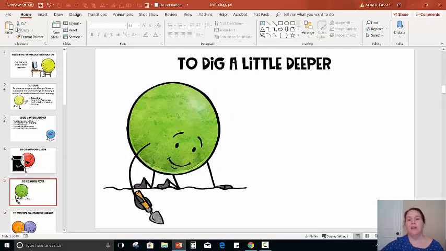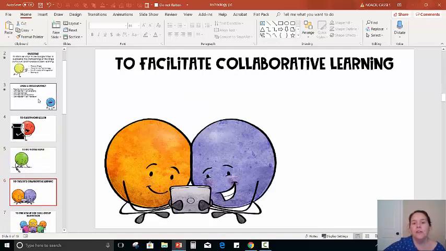Another way that technology can be used is to have a platform for a student to be able to dig a little deeper. Sometimes you're going to notice that there are certain kids that just have a passion or an interest for a certain subject. So having the technology readily available makes it easier for them to satisfy their own curiosities. Also, technology can help you facilitate collaborative learning, and it makes it easier to facilitate the collaborative learning.